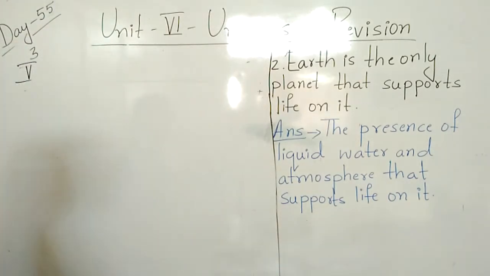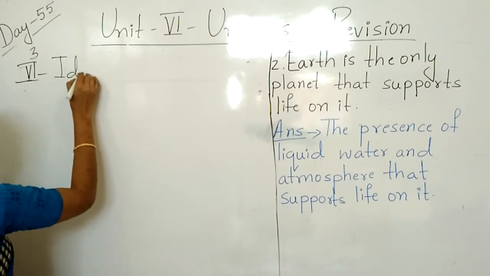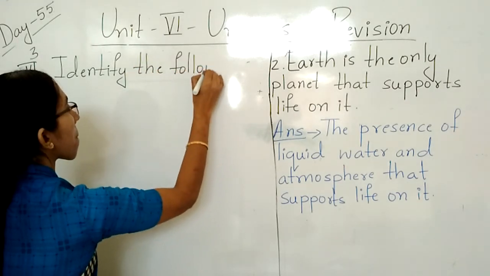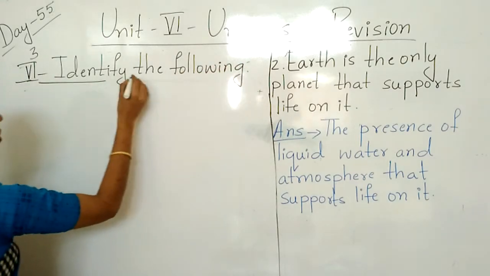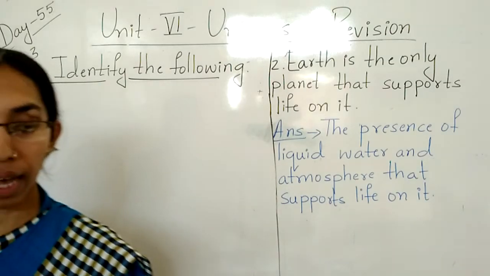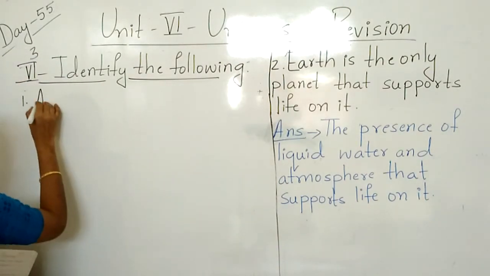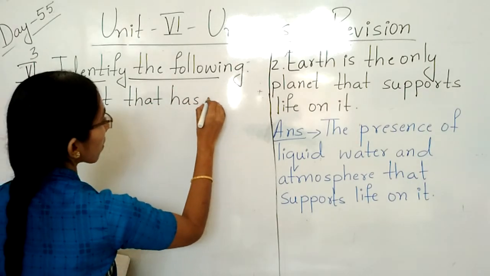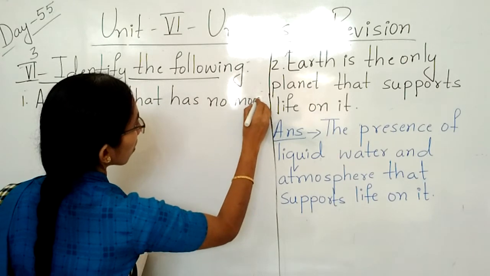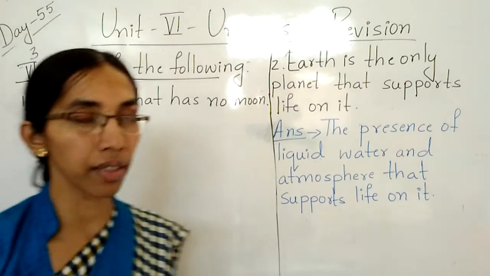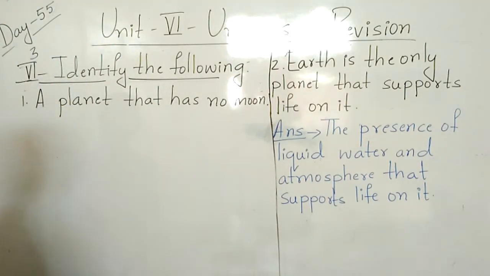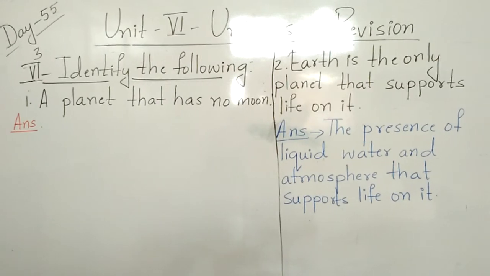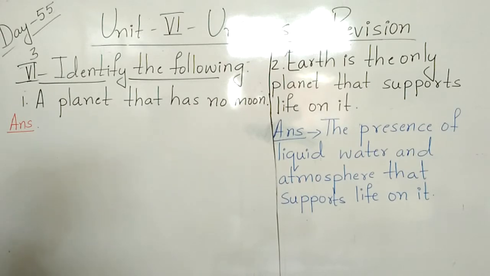The last main. Identify the following. First one, a planet that has no moon. Tell me, children, which planet has no moon? Mercury and Venus. What is the answer? So answer is Mercury and Venus.